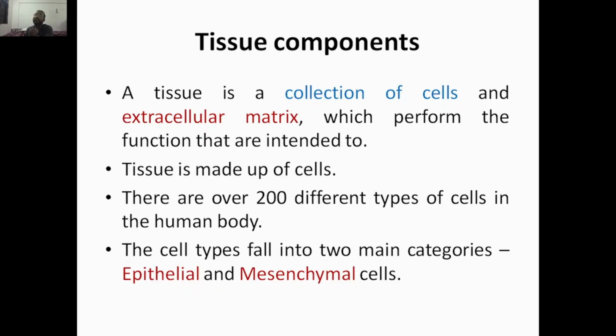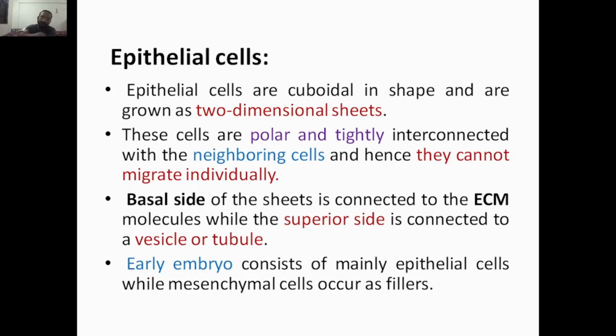Now the cell types fall into two main categories, epithelial cells and mesenchymal cells. We will discuss the difference between them. So what are epithelial cells? In terms of their shape, they are cuboidal, and they grow as two-dimensional sheets. Epithelial cells, you might have seen, are always in 2D, like a layer. These cells are bipolar and tightly interconnected with neighboring cells, and hence they cannot migrate individually.